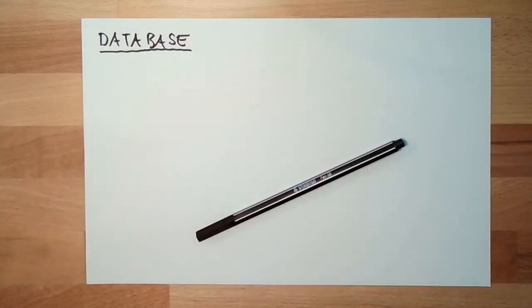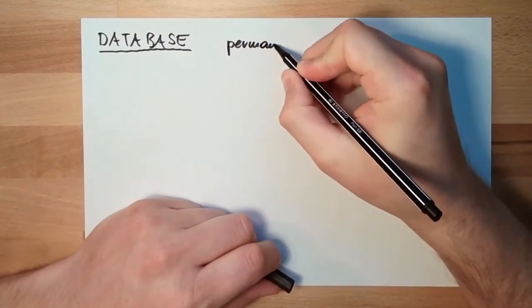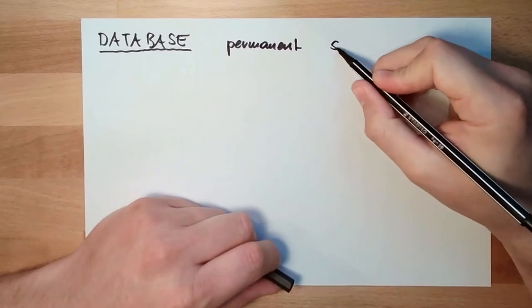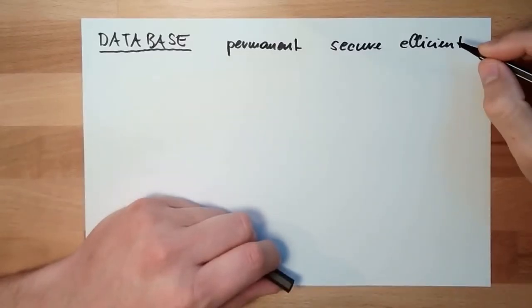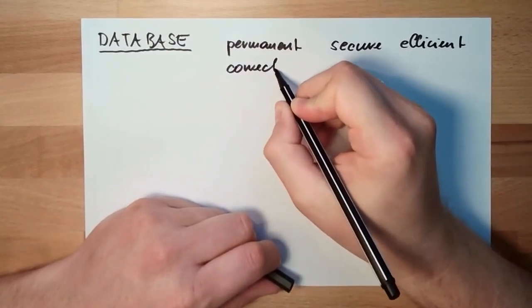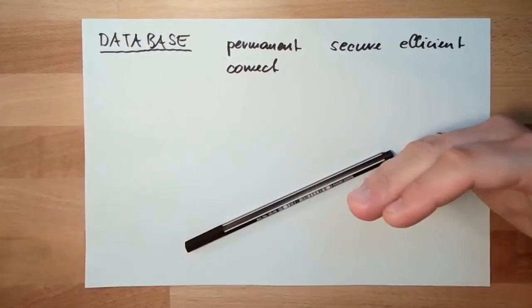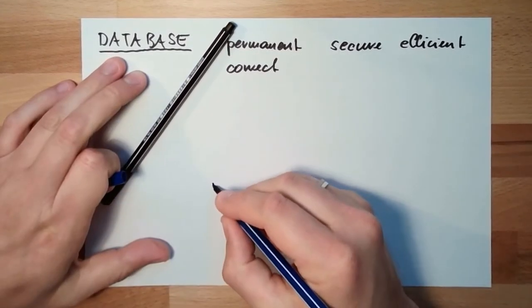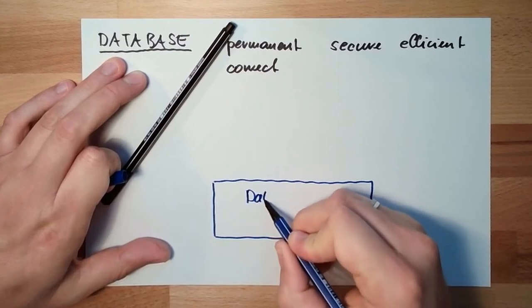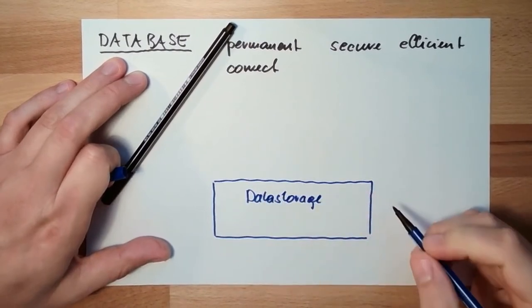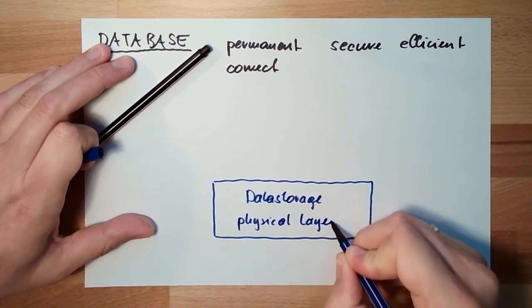So we said a database needs to store permanent, needs to store secure, needs to store efficient, and of course correct. This I want from a database. Databases usually have two layers. One layer is the data storage. That's the physical layer, I would say. That's the data storage.